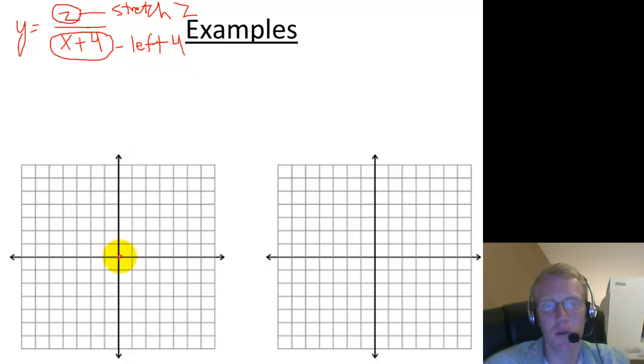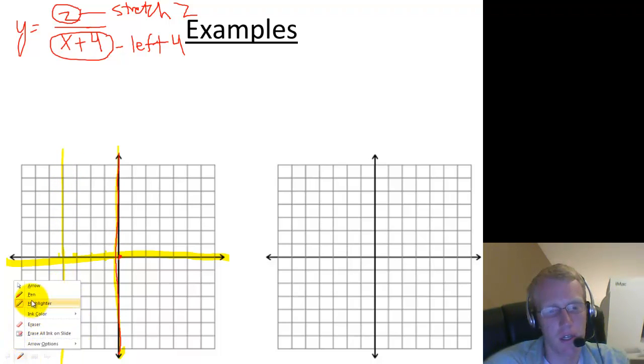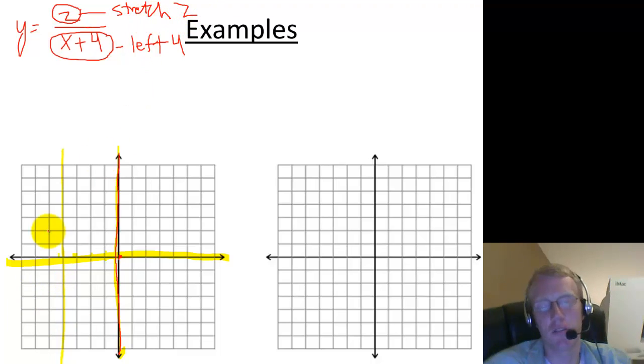Okay, so normally we would start at the origin. Here, let me use asymptotes like I've been doing them in highlighter. So we normally had the asymptotes here and here, but we're moving left 4. So 1, 2, 3, 4. This is going to be our new asymptote right there. Now we're stretched by a factor of 2. So from the center, you normally plotted the point 1, 1. Okay, let's plot that point.